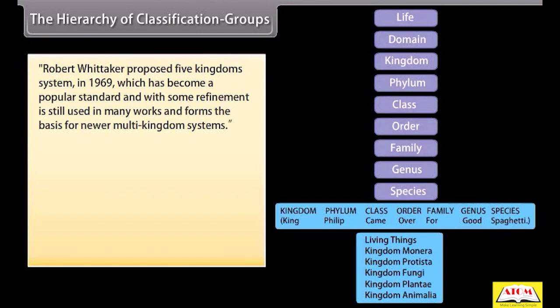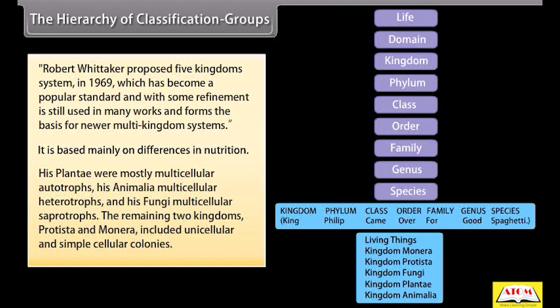Robert Whittaker proposed the Five Kingdoms system in 1969, which has become a popular standard and, with some refinement, is still used in many works and forms the basis for newer multi-kingdom systems. It is based mainly on differences in nutrition. His Plantae were mostly multicellular autotrophs, his Animalia multicellular heterotrophs, and his Fungi multicellular saprotrophs. The remaining two kingdoms, Protista and Monera, included unicellular organisms and simple cellular colonies.